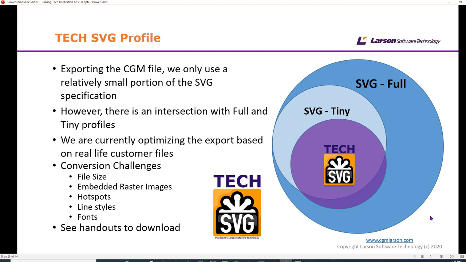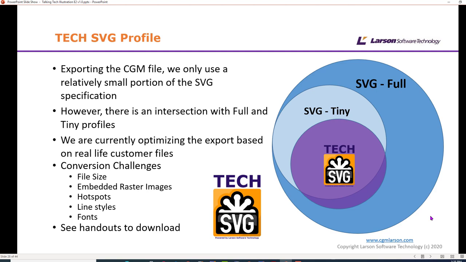So there's a lot in there that's not really applicable, so we just filter that out. There are some conversion challenges that we've pretty much overcome at this point, and one of the main ones was hotspots. Now we have a consistent way of writing a hotspot within an SVG.